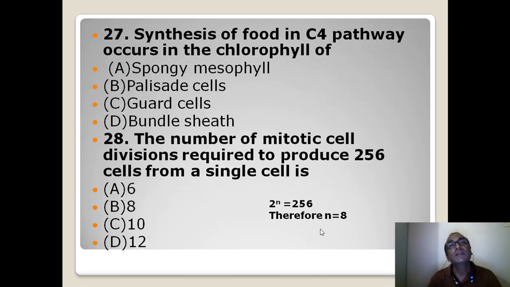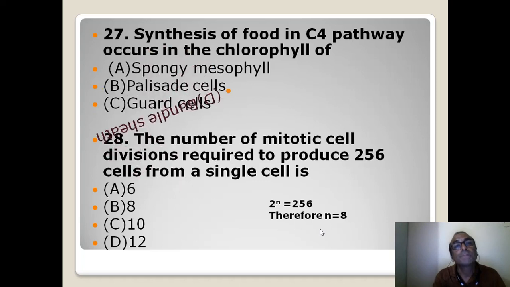Question number 27. Synthesis of food in the C4 pathway occurs in the chlorophyll of... You know about the C4 plants, there the photosynthesis is mainly taking place, that is, the synthesis of the carbohydrates is taking place in the bundle sheath. So the right answer is bundle sheath, C.